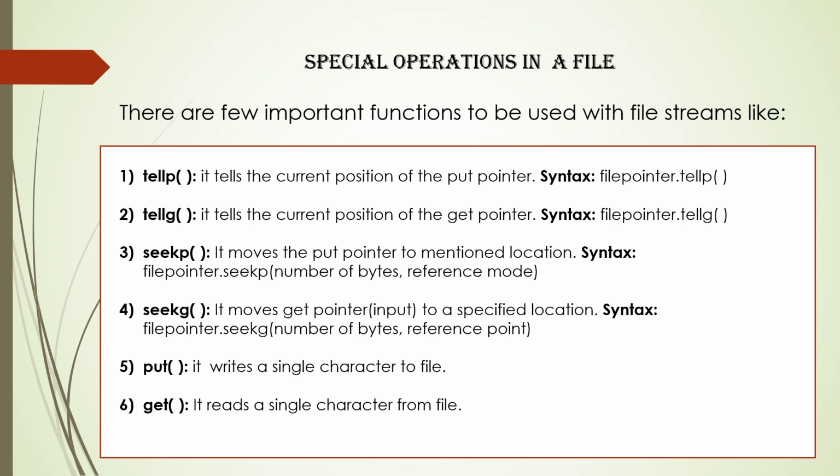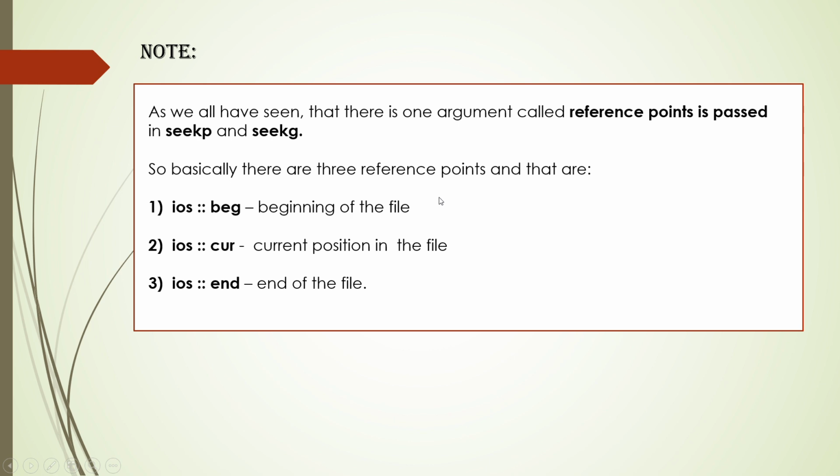So these are a few function operations that you can perform in a file. As of now, we just know what their meanings are and what they perform. Later we will see more about this. In the previous slide we have seen 2 functions, seekp and seekg, and they were taking 2 arguments. First was the number of bytes and second was the reference point.